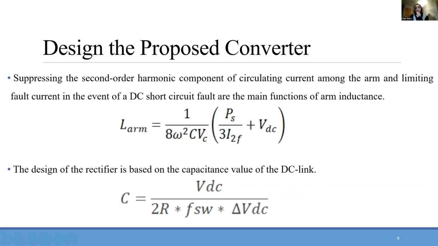The second thing to be designed is the arm inductor. So these are the equations of the arm inductors. The main function of the arm inductance is to suppress the second order harmonic component of the circulating current, and also to limit the fault current in the event of a DC short circuit fault. The equation of the arm inductance depends on the angular frequency, the voltage of the capacitor, the value of the capacitor, the apparent power, and also the peak RMS value.